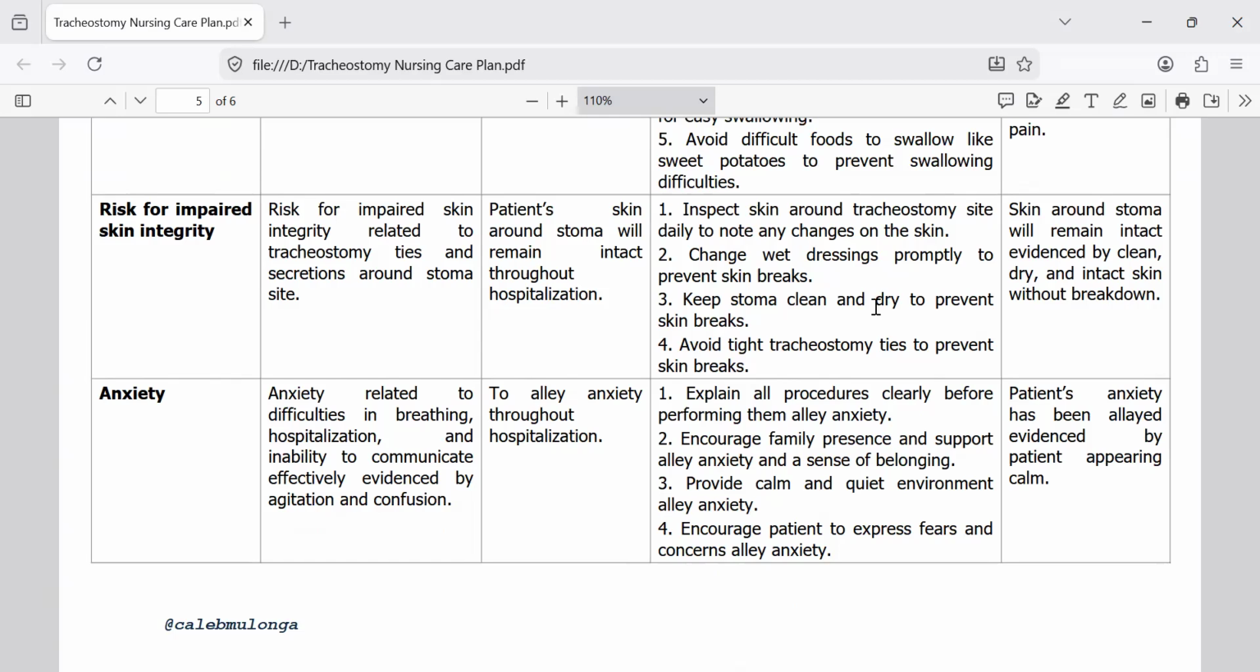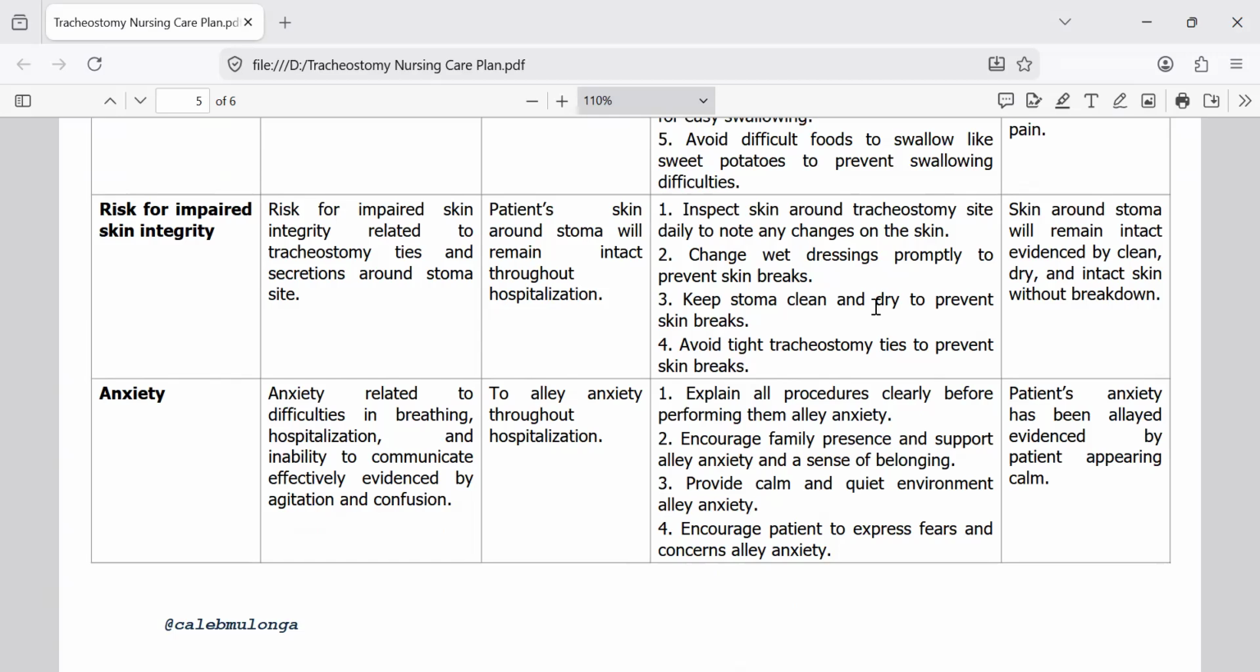So in this patient, what we necessarily want to do is to ensure that the patient's family should be present and also be supporting the patient. This will help to allay anxiety and also promote a sense of belonging. Number three, I'll provide a calm and quiet environment to allay anxiety. Of course, that is very helpful. Number four, I'll encourage the patient to express fears. So this is where we say I'll encourage the patient to ask questions and I'll answer them accordingly to allay anxiety and promote knowledge. So express fears and concerns.